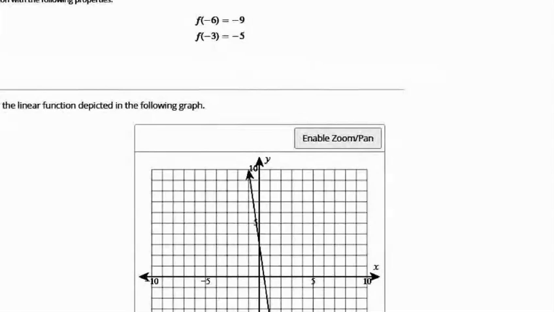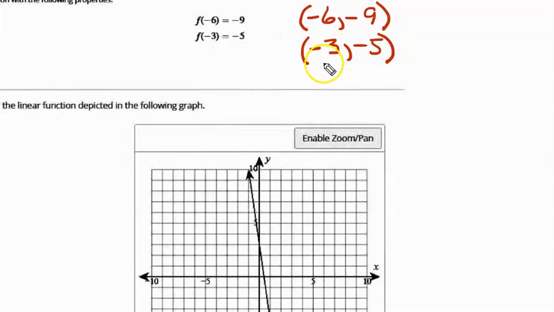So in example 5, as you'll see in your booklet, it's asking you to write the function of this. And you might say, well, what are they asking for? Well, actually, they're telling you the x value here, which is -6, and they're saying when x is -6, y is -9. So this is in a sense an ordered pair. And here, when x is -3, our y is -5.